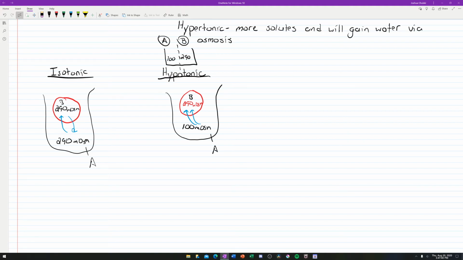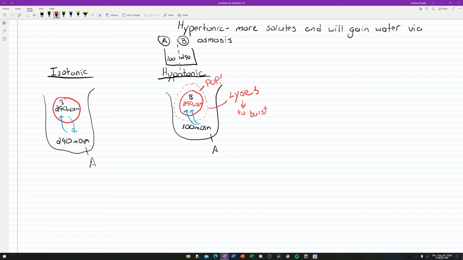And what that's going to do to side B is cause this cell to increase in size to the point that it eventually goes pop and it bursts. That is called lysing. It could lyse, L-Y-S-E, or lyses, which means to burst. Burst doesn't have a good bursting sound, but pop does. Okay, so that is hypotonic. That is a hypotonic solution.